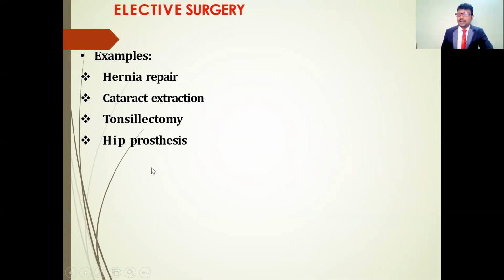Hip prosthesis, in case of hip arthroplasty. In case of severe osteoarthritis or avascular necrosis, if it is not an emergency, and the patient has discomfort during walking and functional activities, they have to change their hip with a prosthesis.